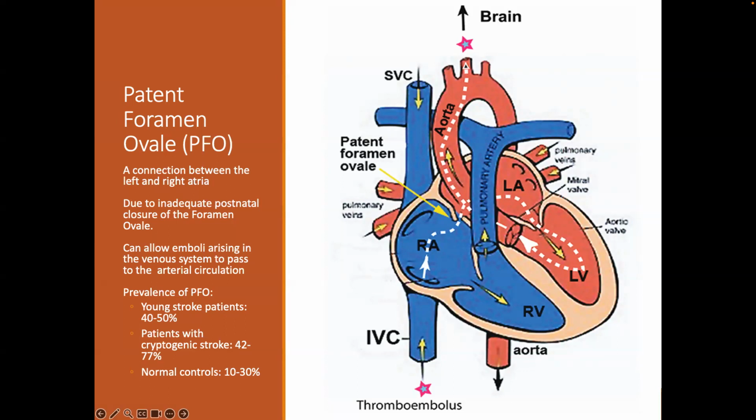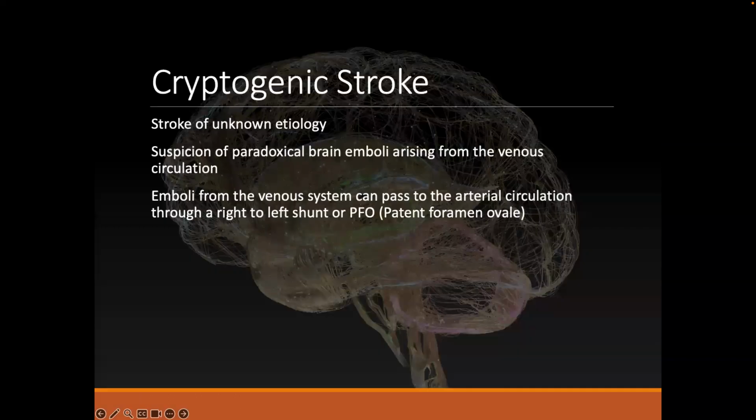About half of all young stroke patients have a PFO. In patients with cryptogenic stroke, more than 3/4 have a PFO. And in patients who haven't experienced any of those symptoms, the prevalence of a PFO is like 10 to 30%. So cryptogenic stroke is a stroke where they don't know where it came from.